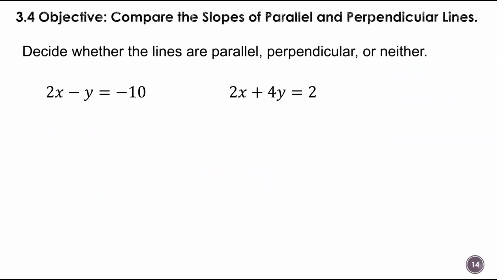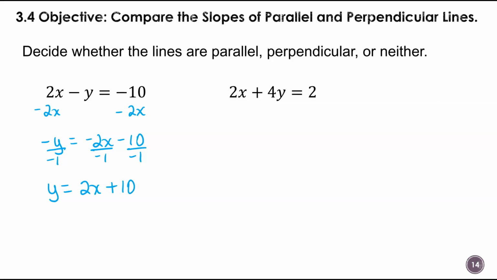Next, okay, so notice on these two, I don't have them solved for y, therefore I can't just look at them and tell what the slope is. So first, we will solve for y. So we're going to put these in slope-intercept form so we can identify the slope easily. So subtract the 2x, we're going to divide by -1. So y equals 2x plus 10. So on this one we have a slope of positive 2.